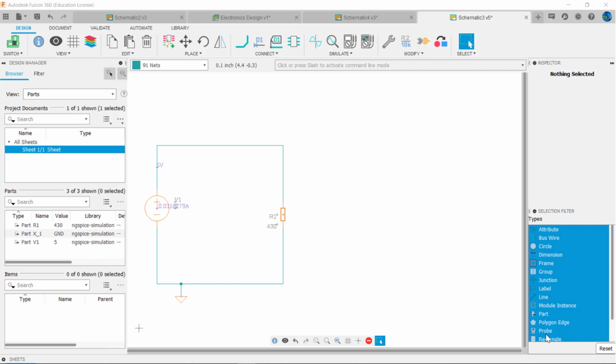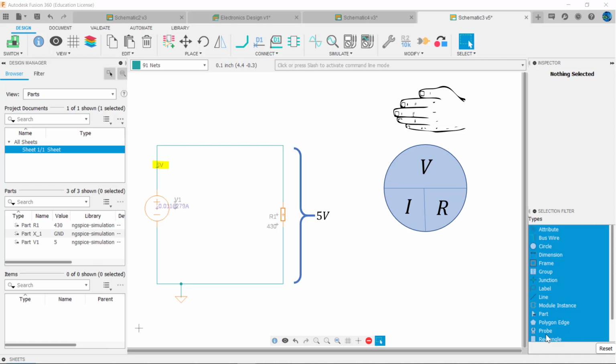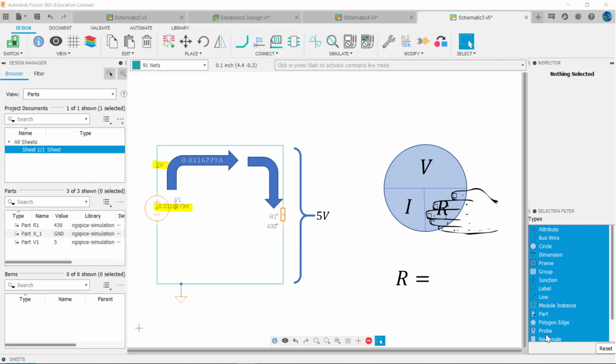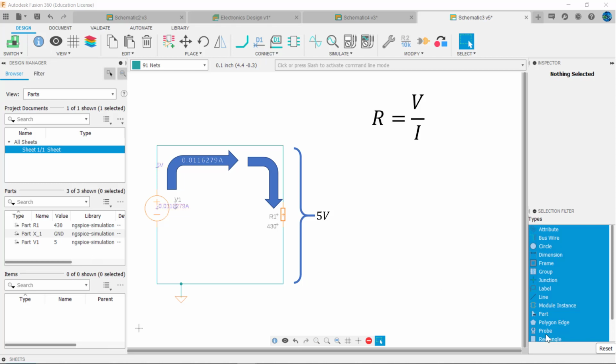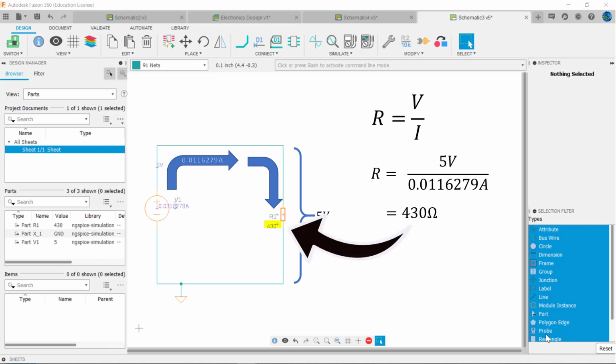In the final example for this video, we'll use Ohm's law to calculate resistance. When we simulate the circuit, we see 5 volts across the resistor and 0.0116279 amps flowing out of the supply and into the resistor. Recall, R equals V over I. So in our circuit, R equals 5 volts divided by 0.0116279 amps, which equals 430 ohms, matching our circuit exactly.